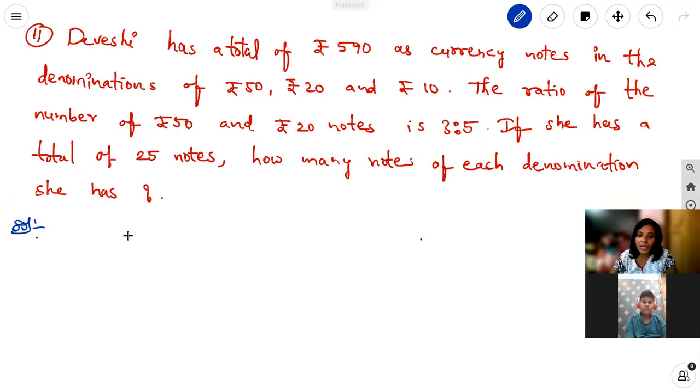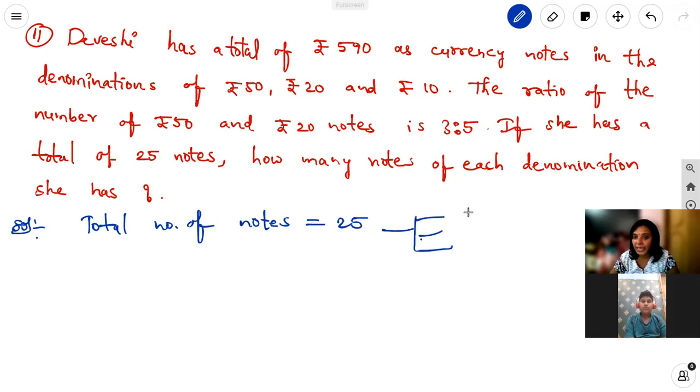Here, we don't know how many of 50 rupees, how many of 20 rupees, how many of 10 rupees. We don't know. But the total number of notes is 25. These 25 notes can be divided into three types: one is the 50 rupees note, another is the 20 rupees note, another is the 10 rupees note. But the 50 rupees notes and 20 rupees notes are in the ratio of 3:5.